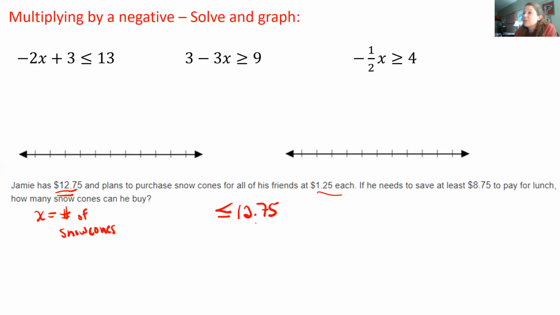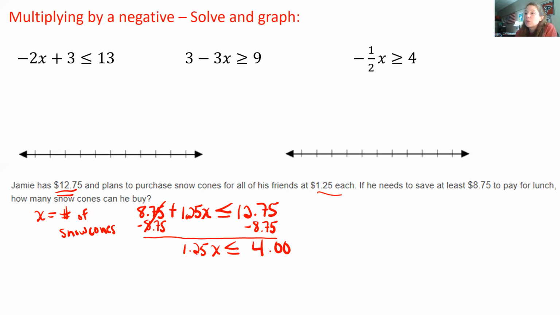All right, if he has this much money, he has to make sure he's going to spend $8.75 for lunch plus $1.25 times the number of snow cones he buys, right? So we want to know how many snow cones he can buy. So the first thing we're going to do is subtract out his lunch money from how much he has, because he wants to make sure he can buy himself some lunch. So this is gone. We bring down 1.25 times x. We bring down our inequality sign. If he had $12.75 and needs $8.75, he has $4 left.